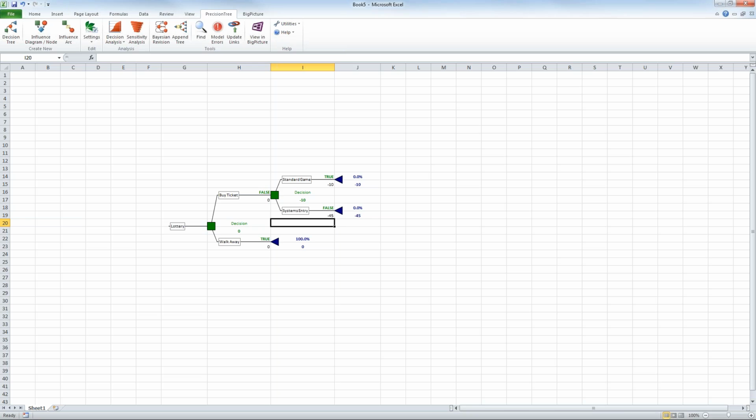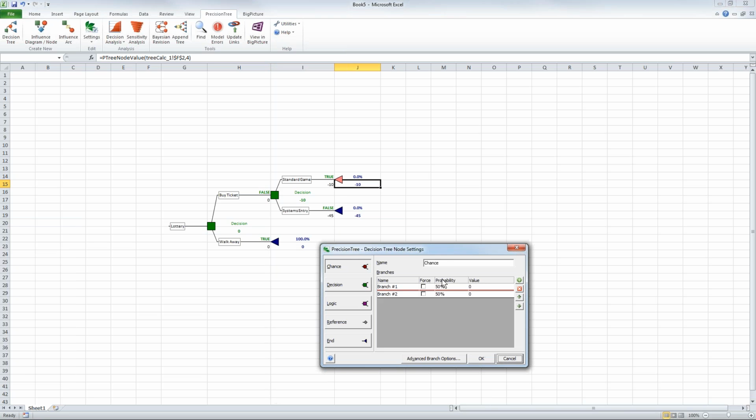But now when we add our chance nodes to our tree, you'll see PrecisionTree will automatically take into account the weighted averages and update that decision indicator. So now from the standard ticket branch, we are going to add a chance node. Again, we click on this, we select chance, and we go ahead and start adding in our chance options here.